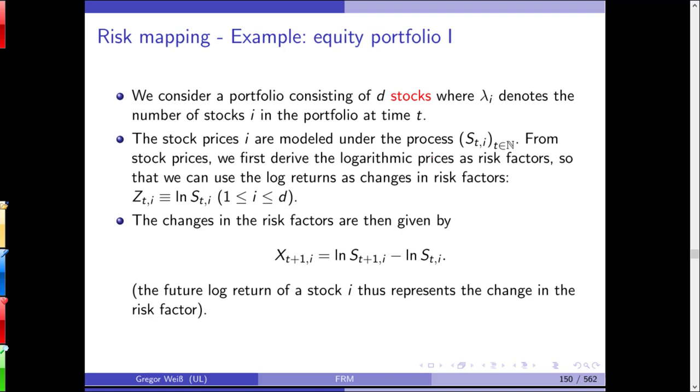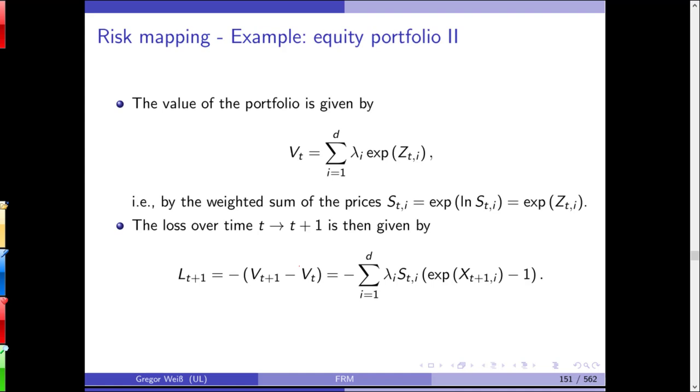And from the stock prices, we first derive the logarithmic prices as risk factors so that we can use the log returns as changes in risk factors. So ZT is the logarithmic price, der logarithmierte Preis. The difference in the logarithmic prices is the log return. So XT plus 1, the change in the logarithmic price, the log return is also the change in the risk factor. The future risk factor.